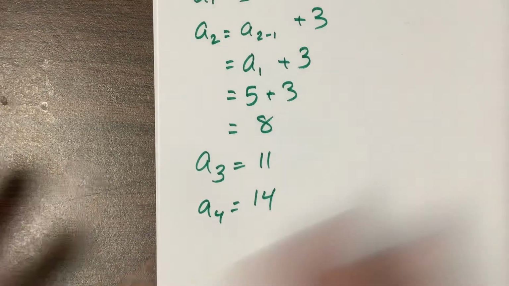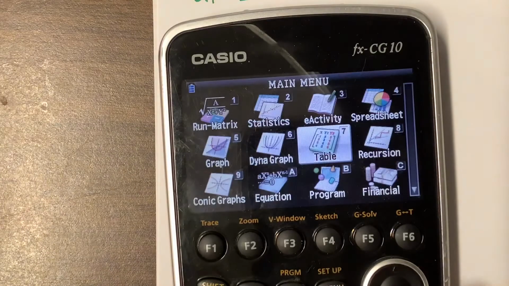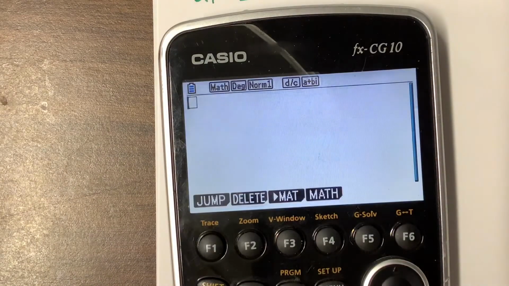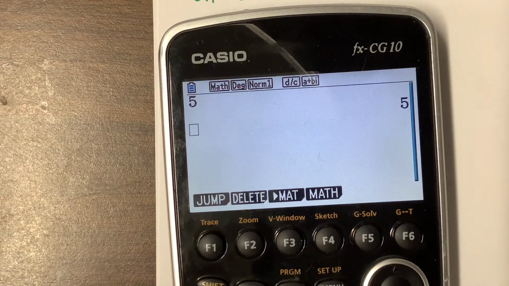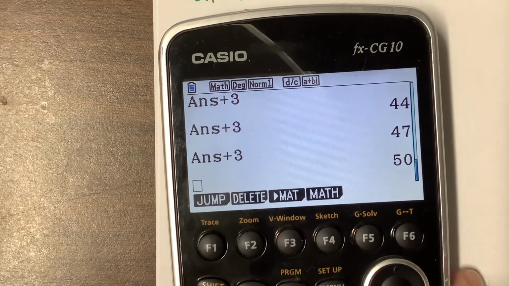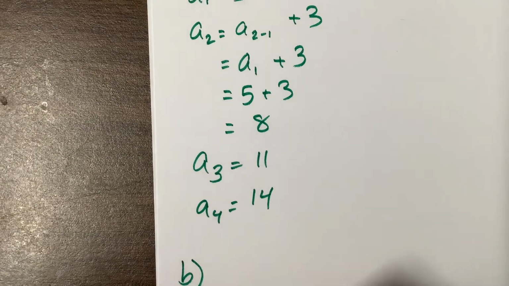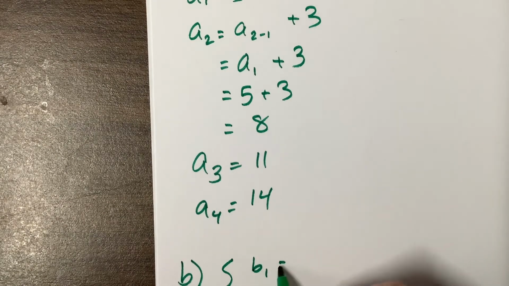Now, our calculator can do this nicely for us. If you just come back to the main setup here, we can type in that we started at 5, we hit enter, and then I can just tell it plus 3, and then I can find all these different terms recursively. So it's generating all these terms for me. Isn't that lovely?